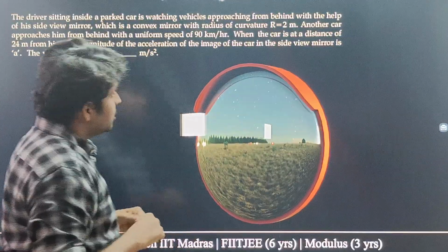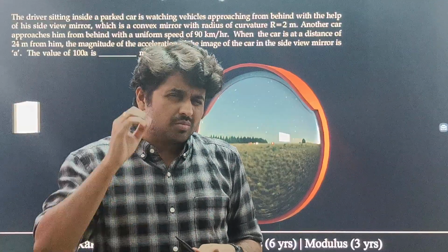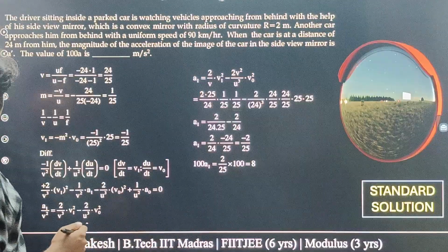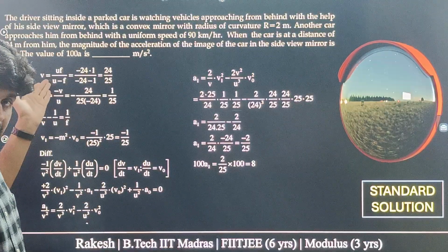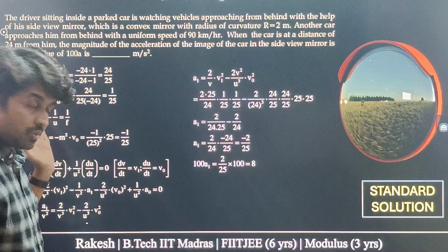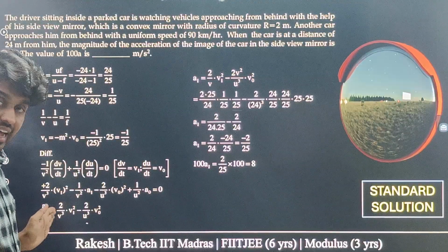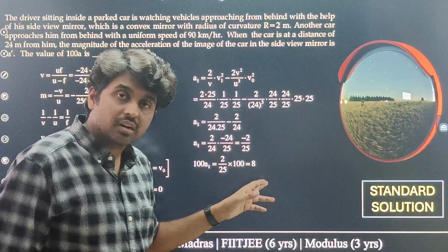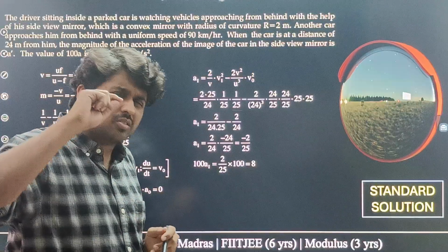First let us see the standard solution and then we'll see the smart solution. In the standard solution, initially we find the image distance and then the magnification, and differentiate the mirror formula. After you differentiate it, you again differentiate it to find the acceleration. So put all these values and finally you get the acceleration value. This is the standard method. Let us move on to the smart method.